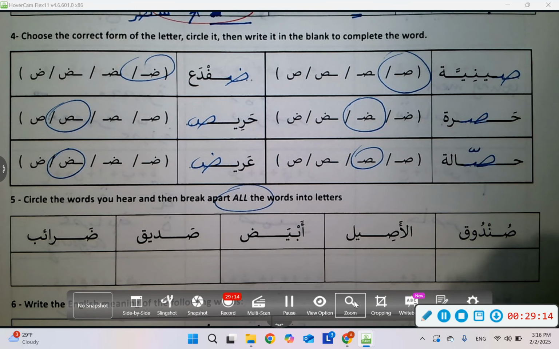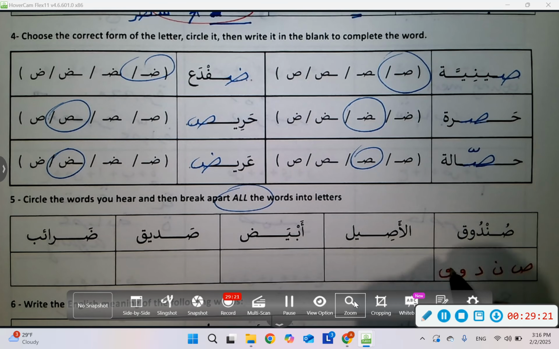Now let's break apart the words. صاد, نون, دال, واو, and قاف.